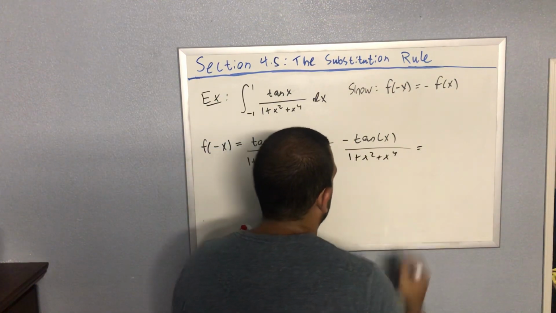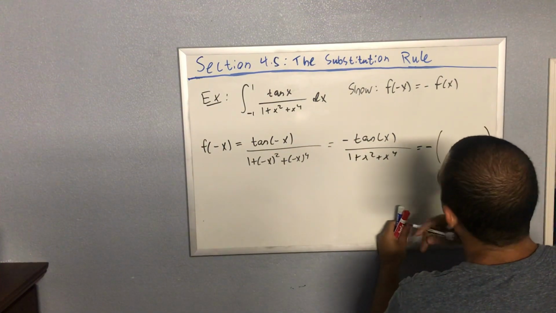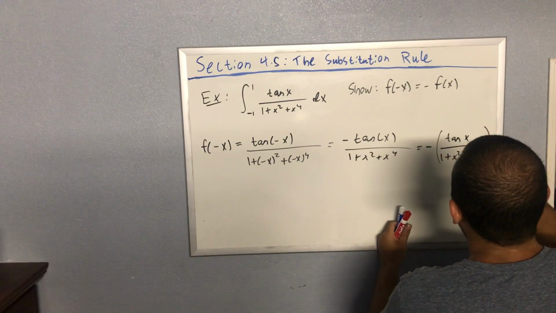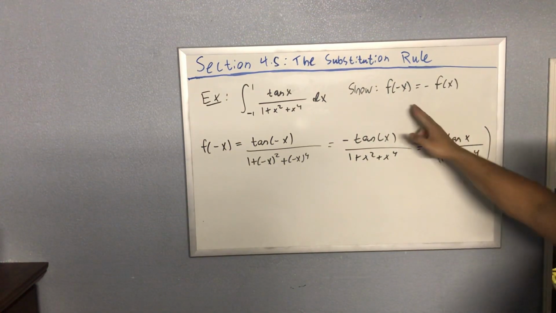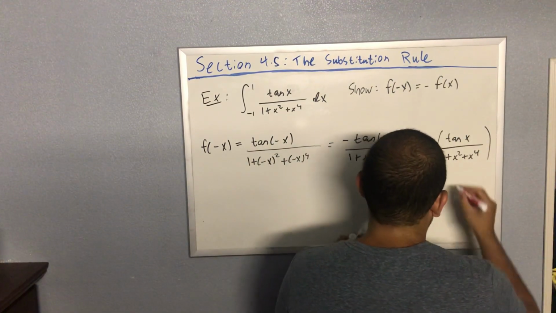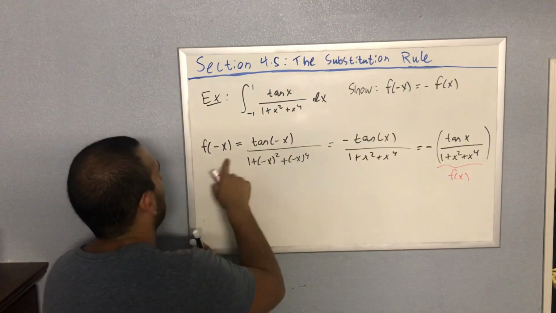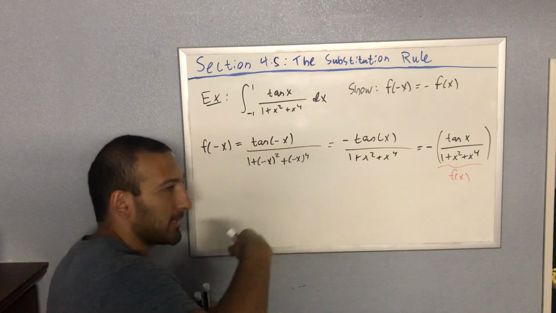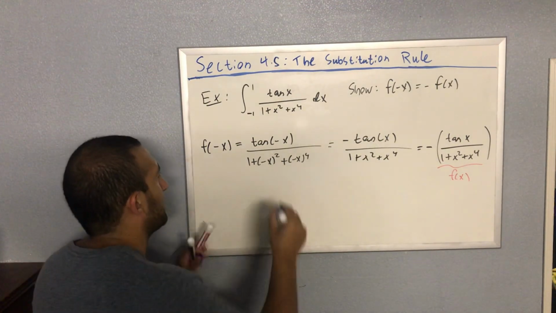Okay, and then what does this allow us to do? We get a minus sign pulled out of all of this, times the original function. Bingo. We've basically shown this, right? Because this right here is the original function, f of x. So we have minus f of x. So f of negative x is negative 1 times f of x. The minus sign just popped out in front, basically. So we know that this function is odd.